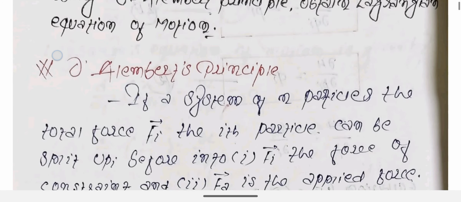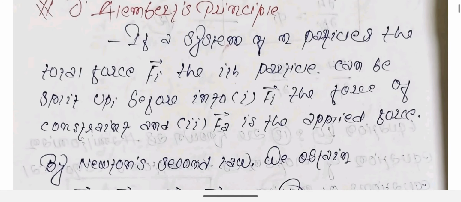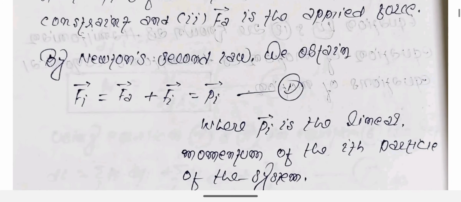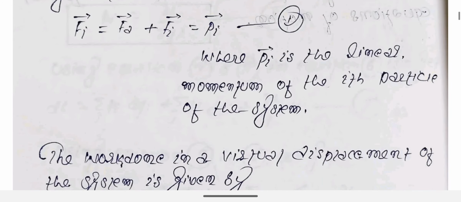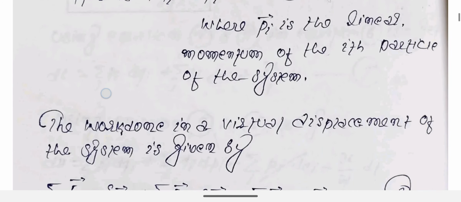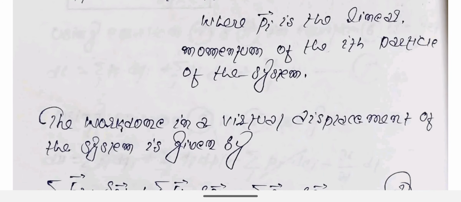If a system of particles, the total force Fi vector on the ith particle can be split into two parts: first, Fi, the force of constraint, and second, Fa vector, the applied force. By Newton's second law, we obtain Fa vector plus Fi vector is equal to Pi dot vector. This is equation 1, where Pi is the linear momentum of the ith particle of the system.